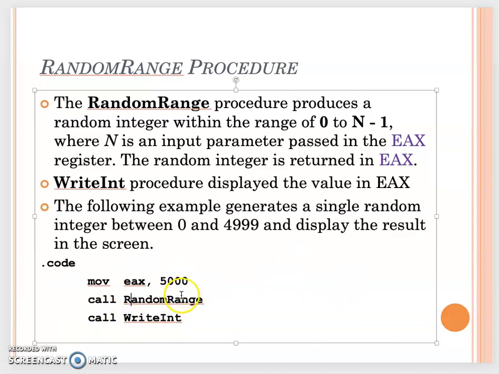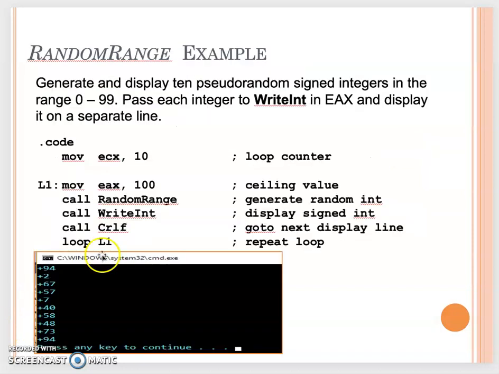Okay, so after you understand this one, how about we try to generate a random number a few times? So then we see this example. We know how to use call RandomRange, but now I not only want to generate and display the integer between 0 to 99, I also want to do that for 10 times.